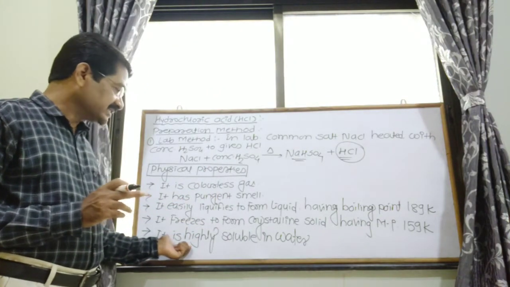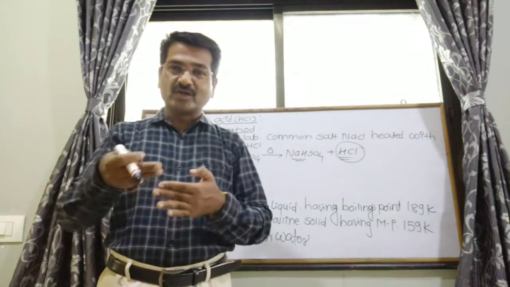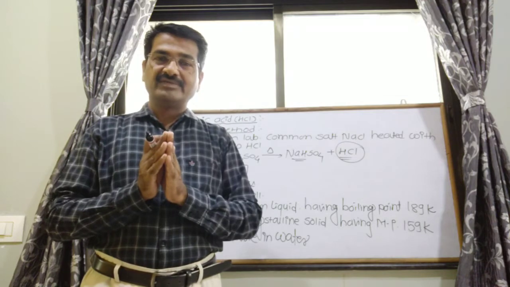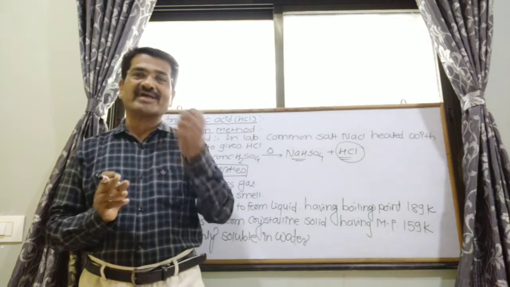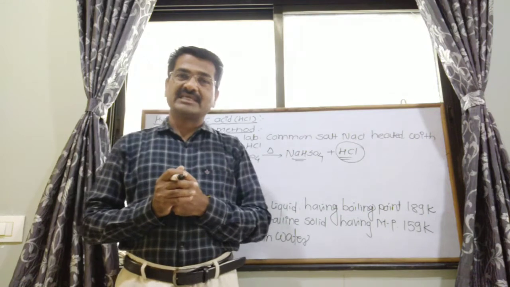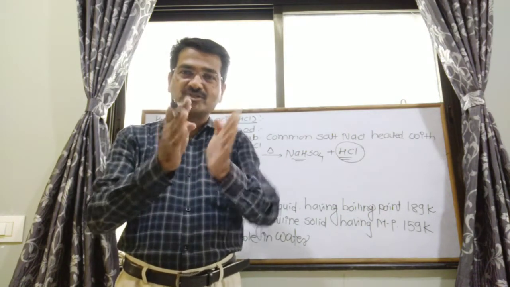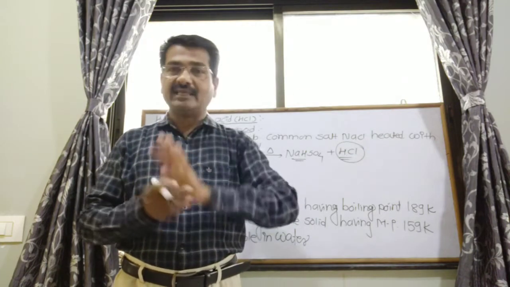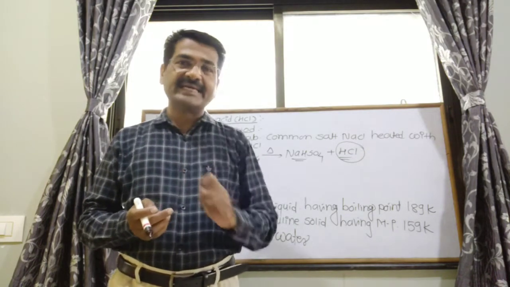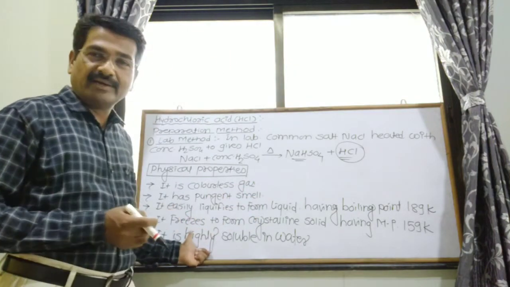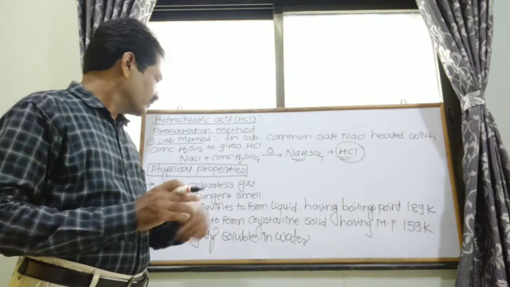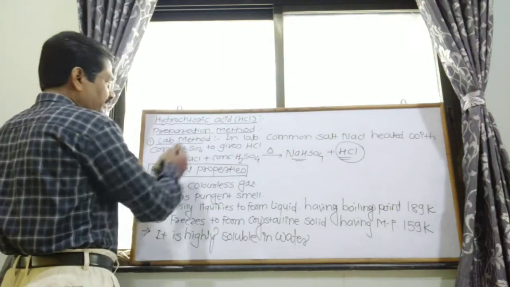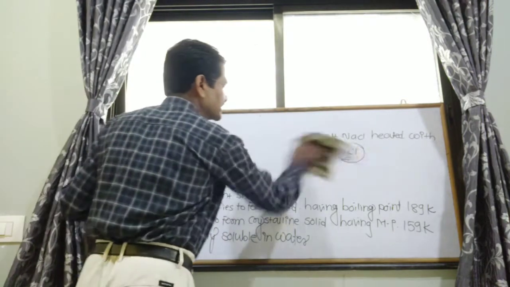Then the last point, it is highly soluble in water. When hydrochloric acid is added to water, it is highly soluble because it is a strong acid. HCl is a strong acid with a dissociation constant value of 10 raised to the power 7. It ionizes completely in water. So it is strongly acidic in nature and highly soluble in water. All these are the physical properties of hydrochloric acid, depending upon its external appearance.